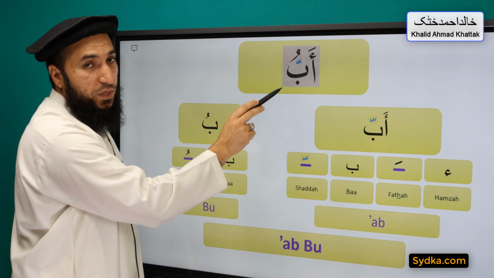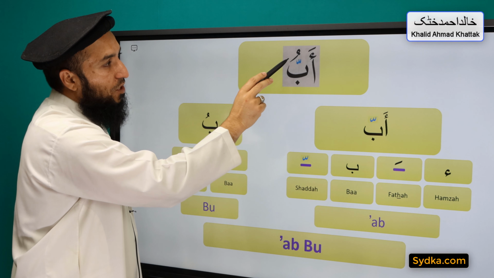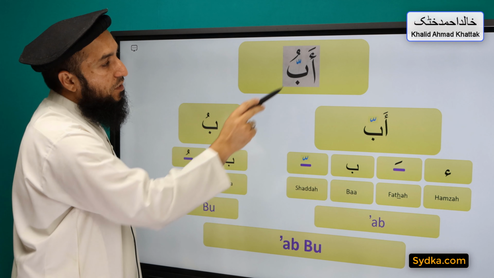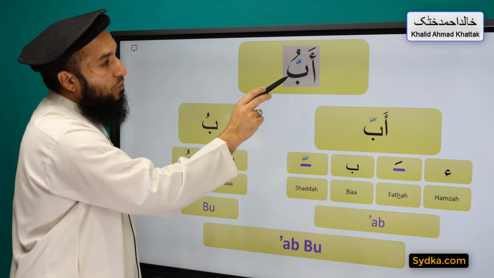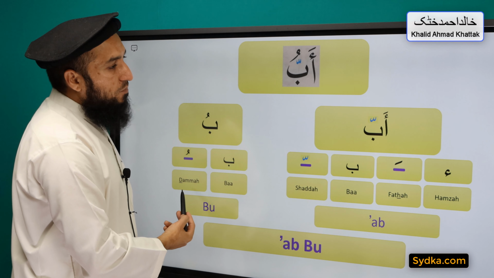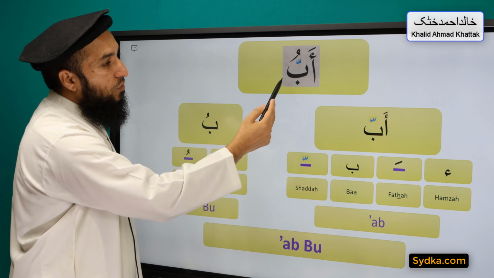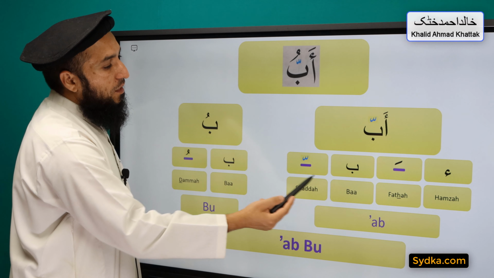The second syllable we have is Ba Dhamma Bu. Ba is a light letter, it has Dhamma on top of it and it is prolonged for one count. Ba Dhamma Bu. Combining both syllables together we have Abbu.